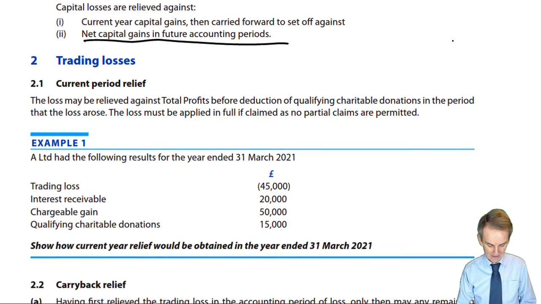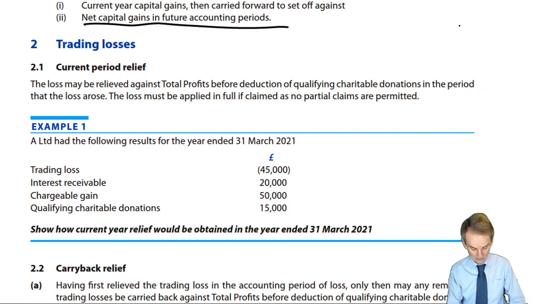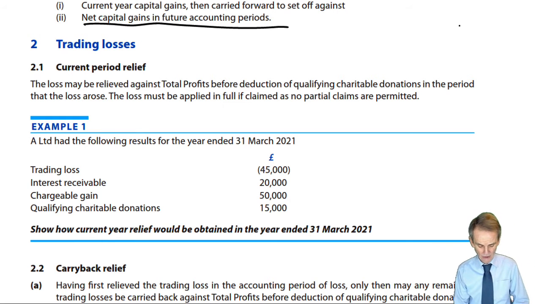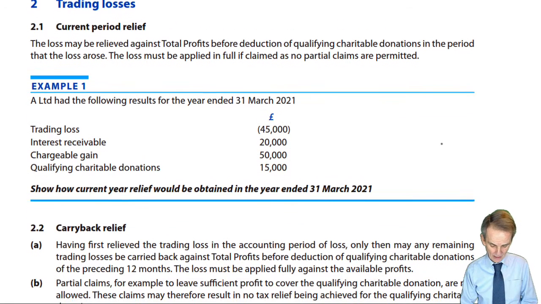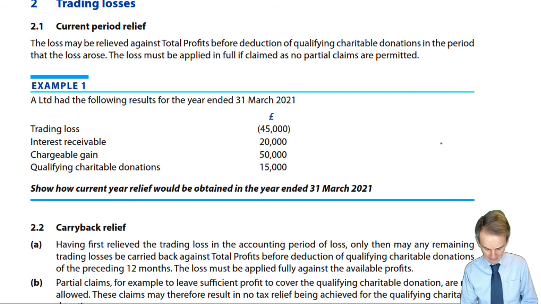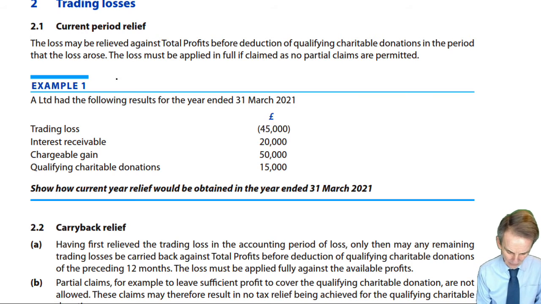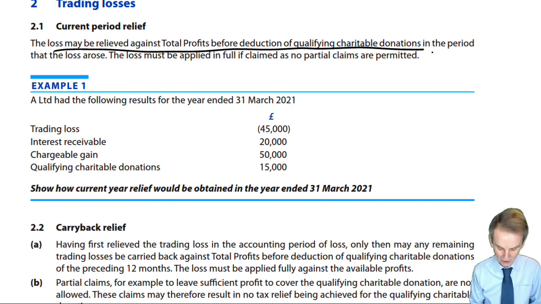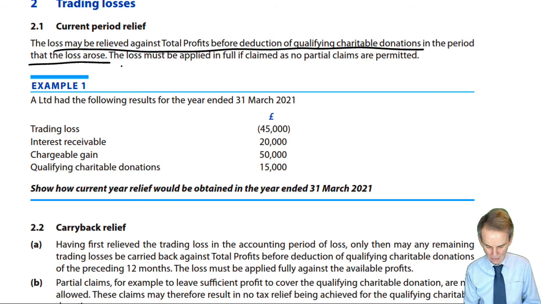Okay. But we've been discussing, and now we'll continue with for the rest of this chapter, the use of those trading losses. And we'll look at a couple of basic examples on the use of these losses in the current period and in carry-back mode to finish off this particular lecture and save the rest of it until the second lecture. Current period relief. The loss may be relieved against the total profits, again before deduction of the qualifying charitable donations, in the period that the loss arose, the current period.